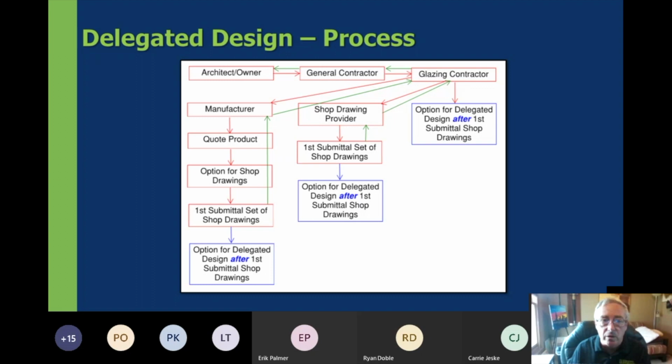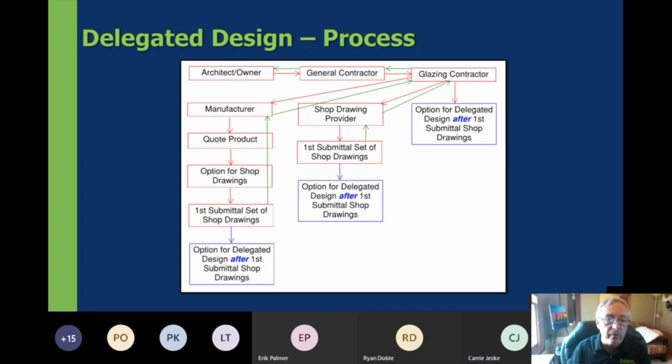From the general contractor, it goes out to a glazing contractor, and the glazing contractor has several different routes to get the delegated design performed for this glazing system. They have the opportunity to approach the manufacturer of the storefront or curtain wall, and they'll give them a product quote and an option for shop drawings. And sometimes they'll include an option for delegated design after the first submittal set of shop drawings goes back up the chain for approval by the architect.